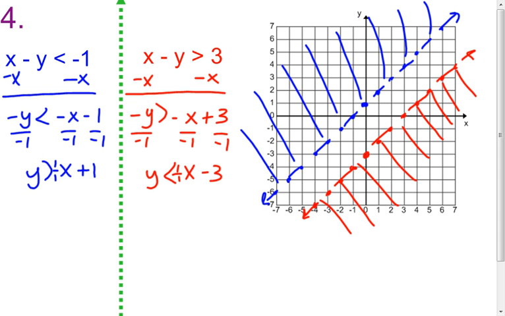Now, remember though that your actual solution to this is where they intersect. And there is no spot on this graph where I see both blue and red at the same time. So your answer to this actually is no intersection, so there's no solution. Okay? There is no spot where I see blue and red at the same time.